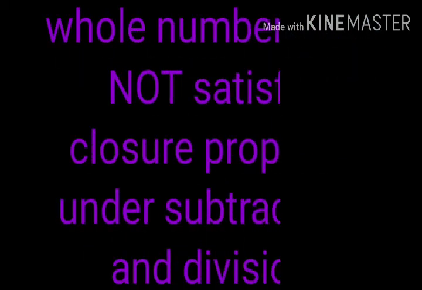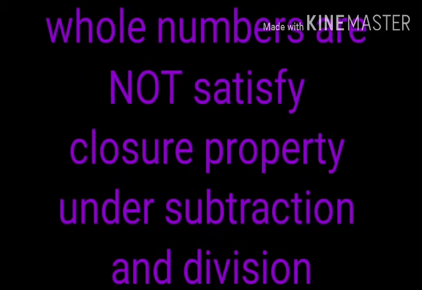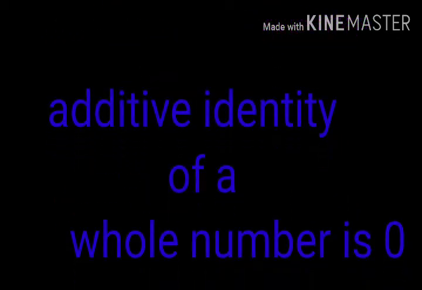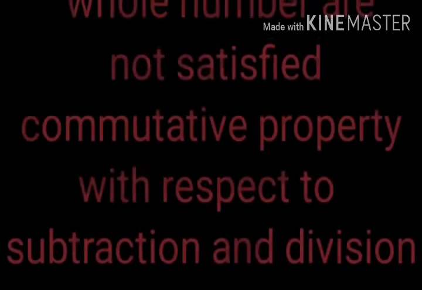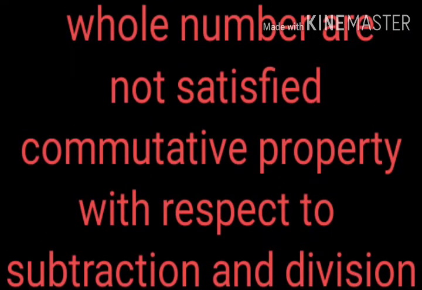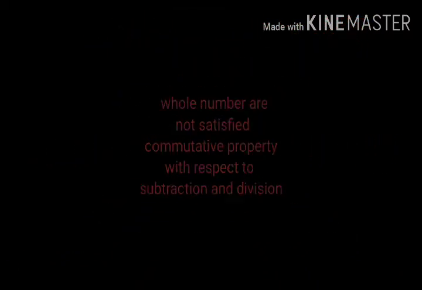Whole numbers satisfy the closure property under addition and multiplication. Whole numbers do not satisfy the closure property under subtraction and division. The additive identity of whole numbers is 0. Addition and multiplication are commutative for whole numbers. Whole numbers do not satisfy the commutative property with respect to subtraction and division.